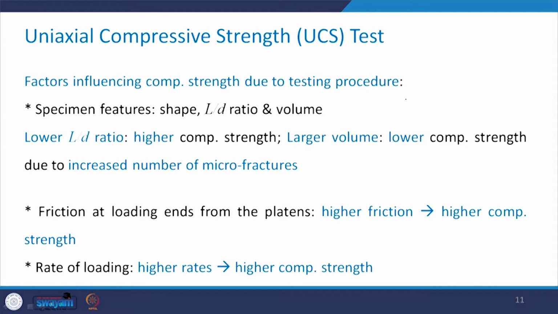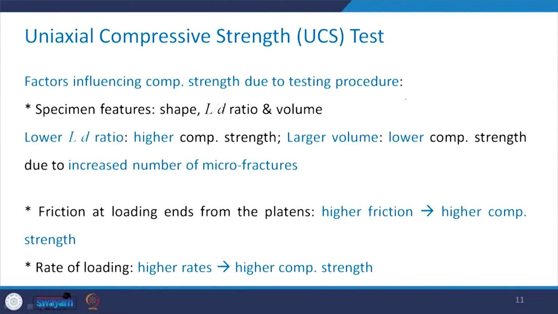When you have a larger volume of the specimen, the number of microfractures present in that specimen is also larger, and the end effect is that, as a whole, they reduce the compressive strength because of the larger volume. So, the larger the volume, the more micro cracks there will be, and therefore the lesser the compressive strength.